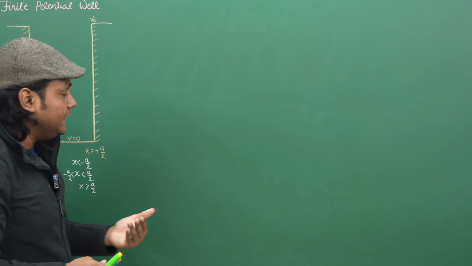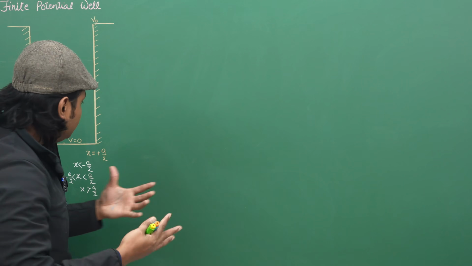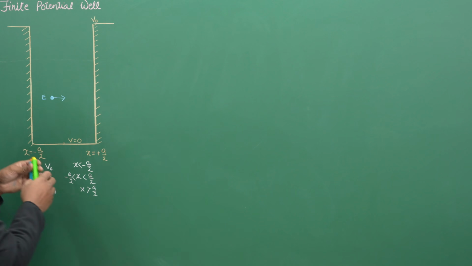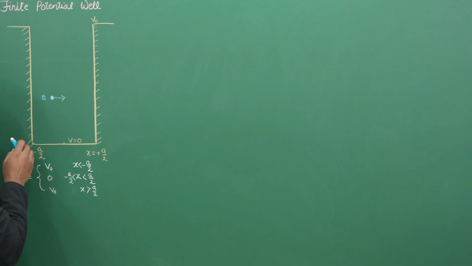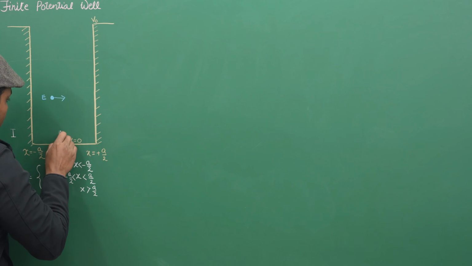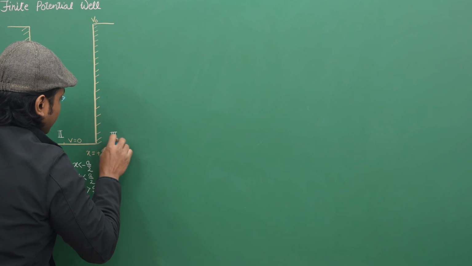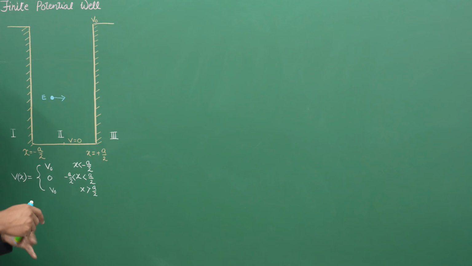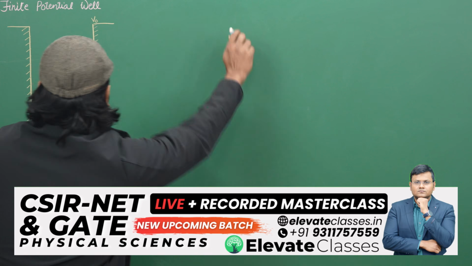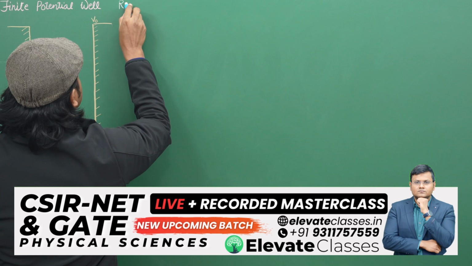But quantum mechanically, what is the nature of the bound state solutions or energy eigenvalues? For that, we will have to solve the Schrodinger equation. So to solve the Schrodinger equation, let us look at region number 1, region number 2, and region number 3. We will solve the Schrodinger equation in all these three regions and then apply the boundary conditions to finally get something that resembles an answer. So let us look at region number 1.